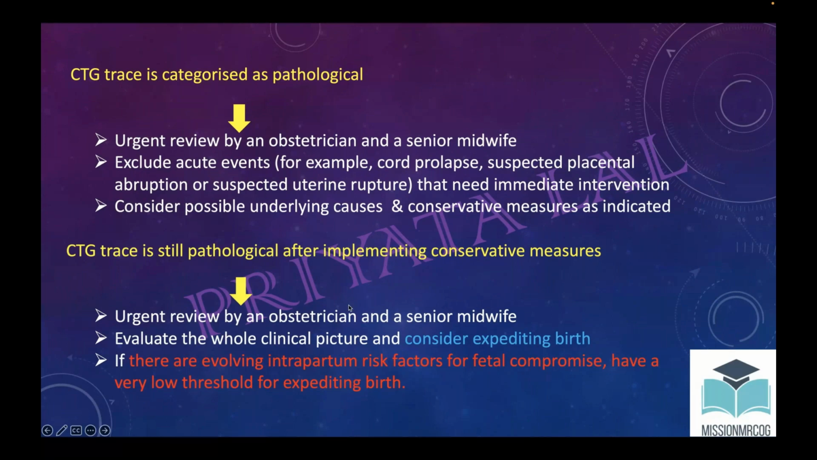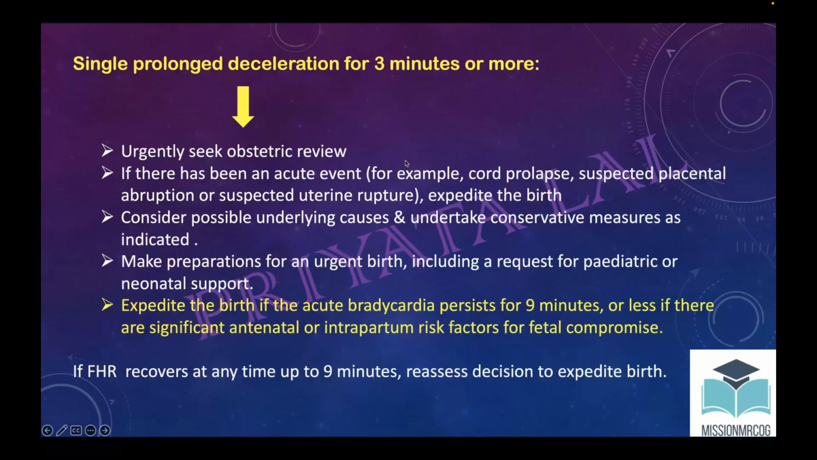This is the same as the previous one. Single prolonged deceleration for 3 minutes: urgent review, exclude acute events, usually cord prolapse, rupture or abruption. Then you have to do the expedition of birth. Conservative measures to be started, and review the patient.